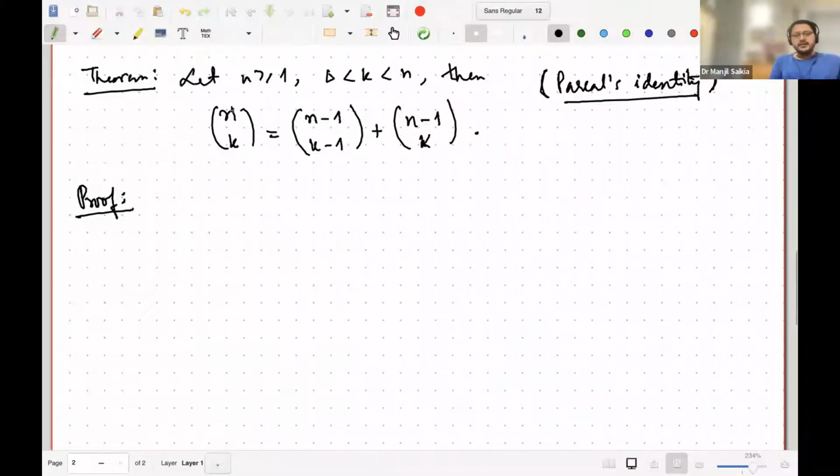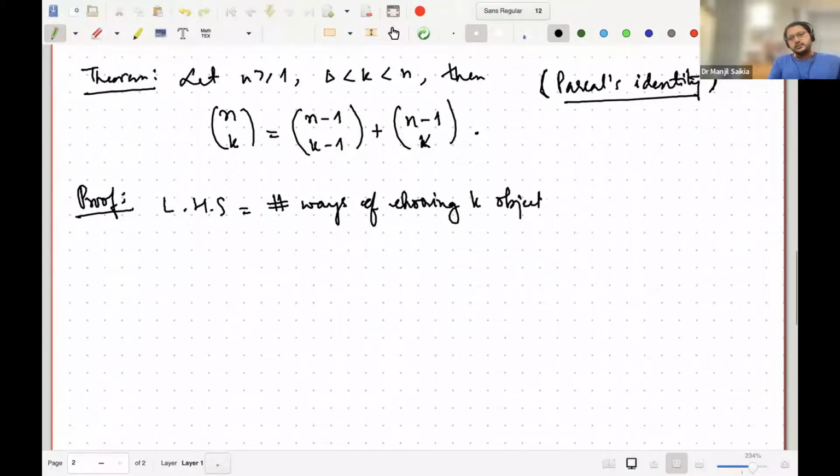The left hand side, n choose k, is the number of ways of choosing k objects out of n distinct objects. Now these two binomial coefficients are also numbers of ways of choosing certain objects, and we are going to use that fact to show that the sum of two different binomial coefficients is equal to this binomial coefficient. So the left hand side is clear: this is the number of ways of choosing k objects out of n distinct objects.